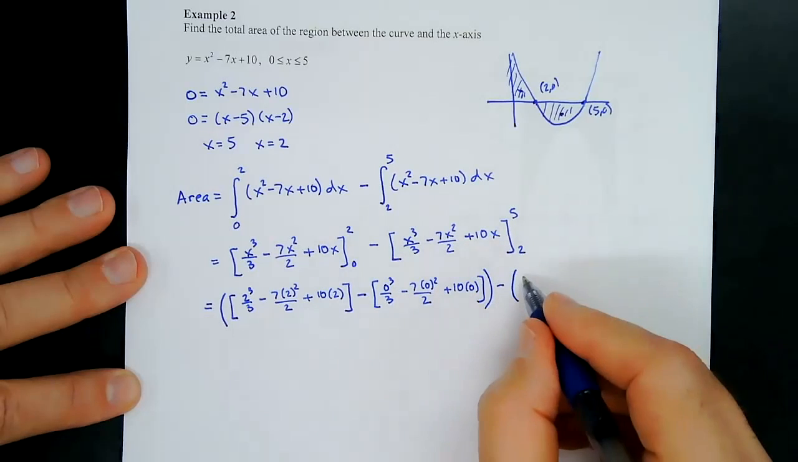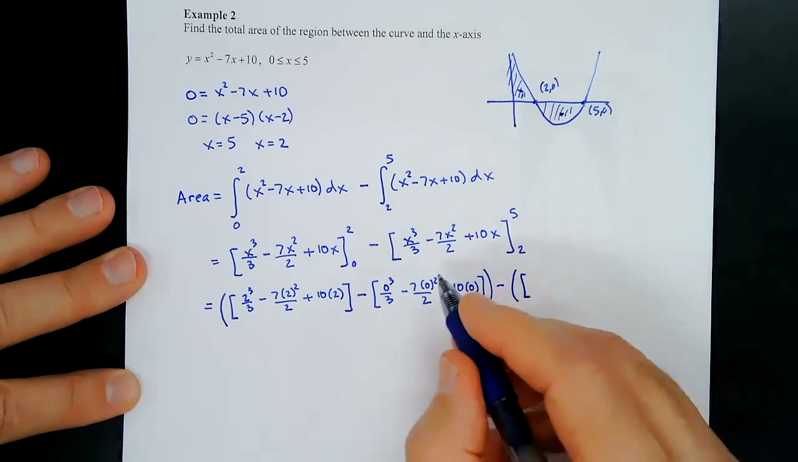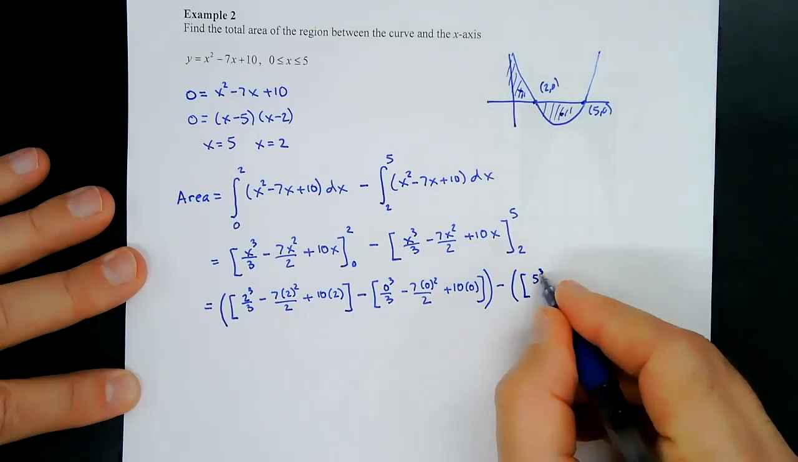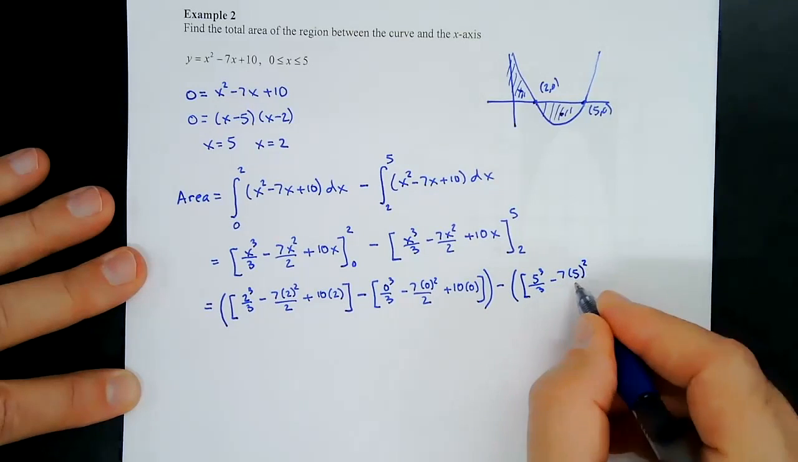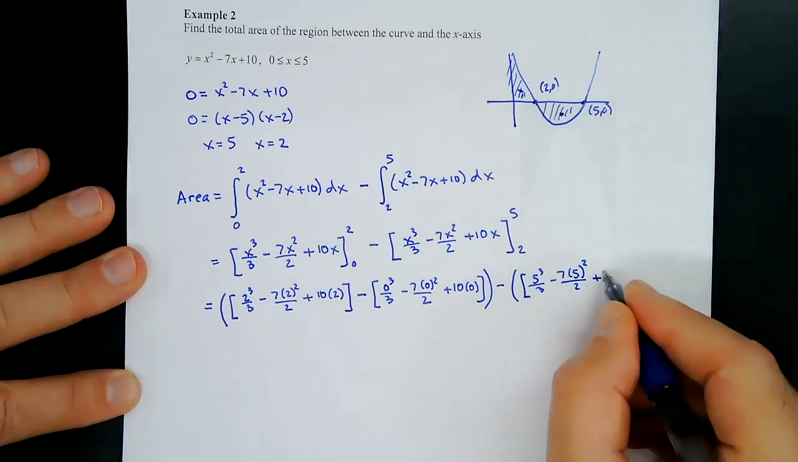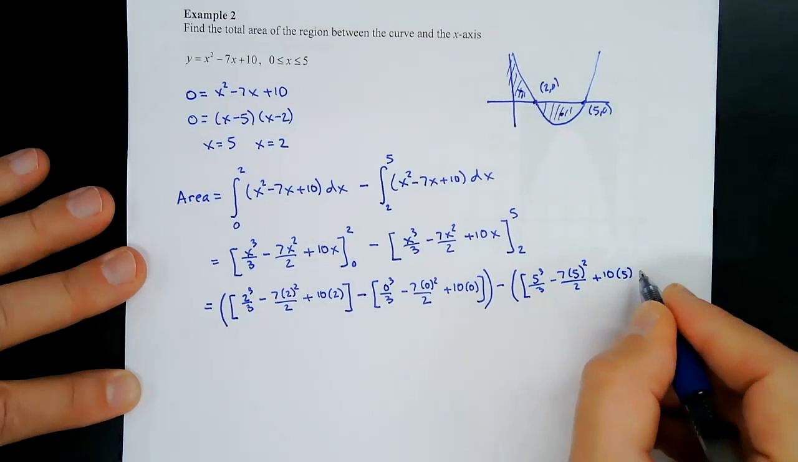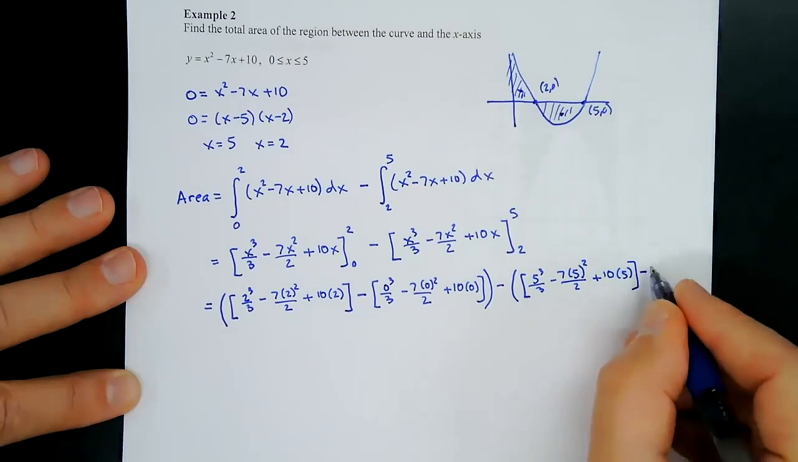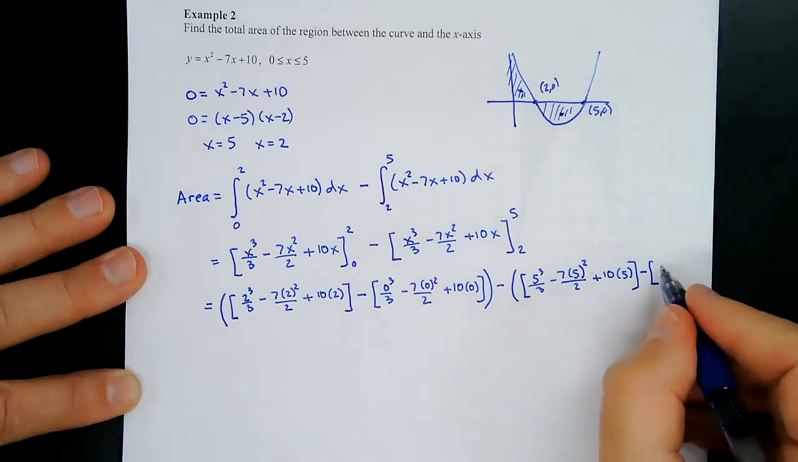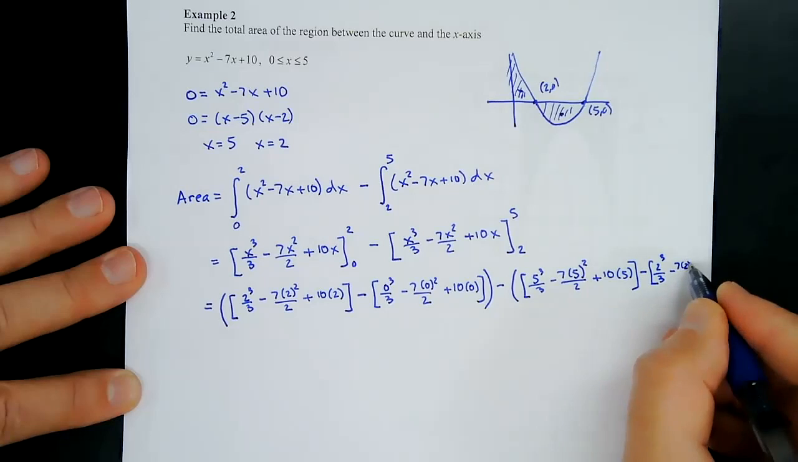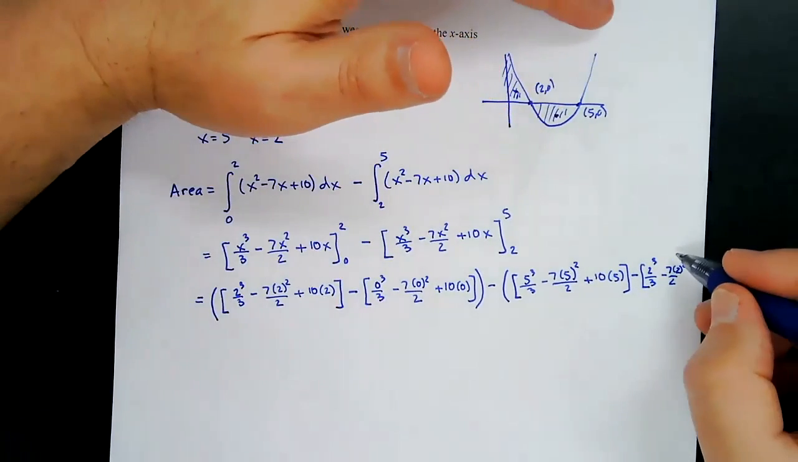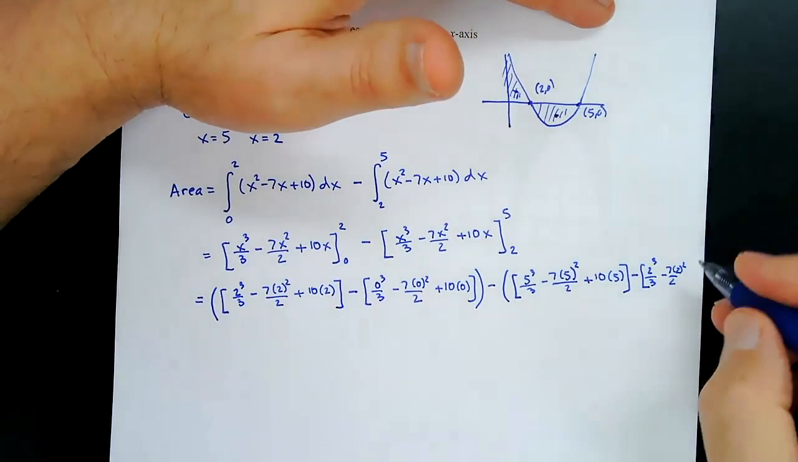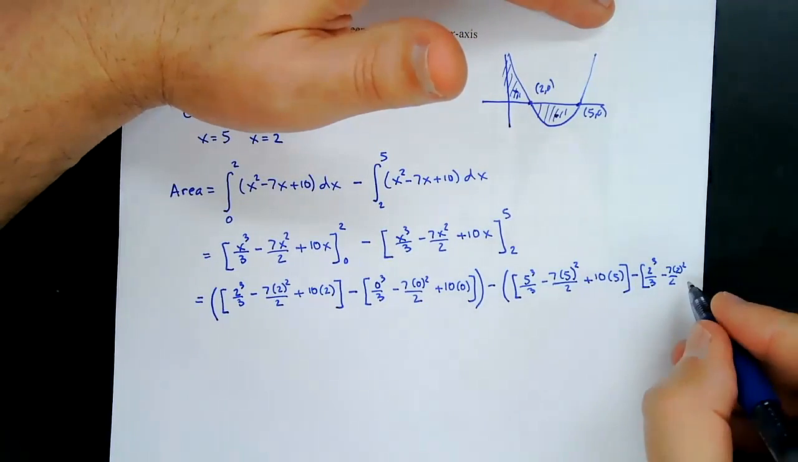And now I've got to put 5 in. So I'm going to do that within this first bracket. So 5 cubed over 3 minus 7 times 5 squared over 2 plus the 10 times 5. Close the bracket, minus, and now I've got to put 2 in here, right? So 2 cubed over 3 minus 7 times 2 squared over 2, and then plus, and I hate it when I do this. I'm running out of room, right? So plus 10 times 2.